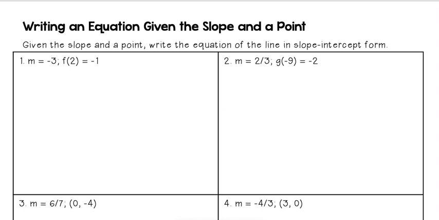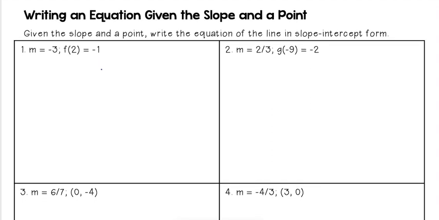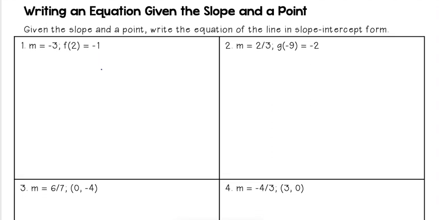For this example, it says given the slope and a point, write the equation of the line in slope-intercept form. So it's going to be really similar to what we did on Monday, but now we actually have fewer steps because they already give us our slope. So I already know my slope is -3, and then I'm given a point. However, as you see, I'm given the point in a little bit different way. It says f of 2 is equal to -1.